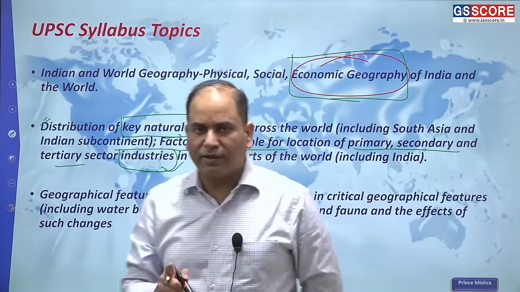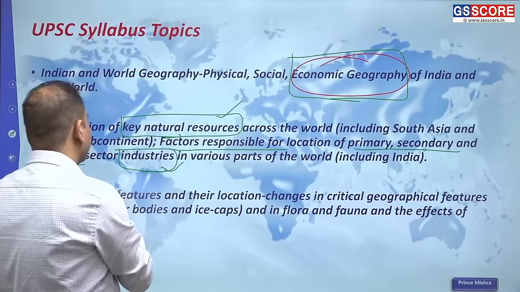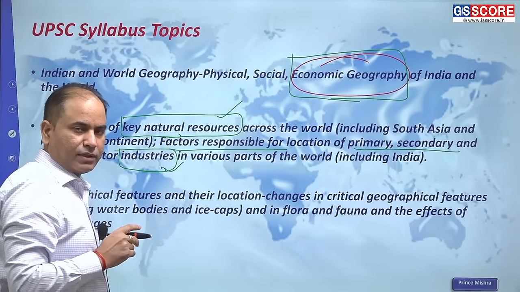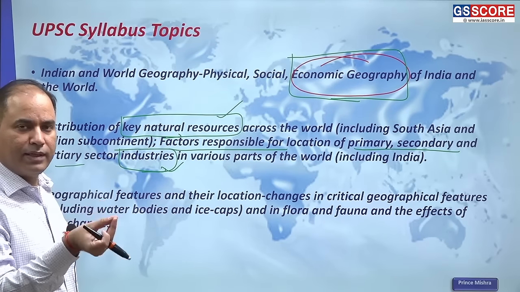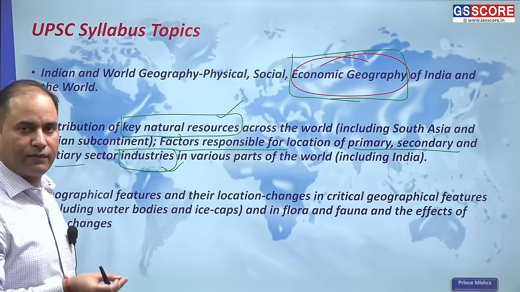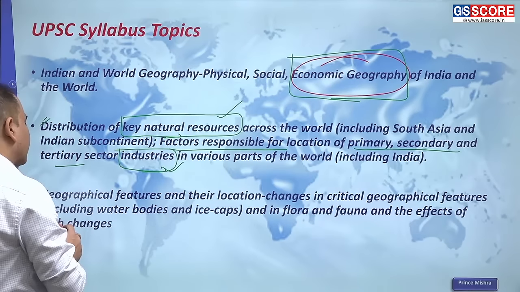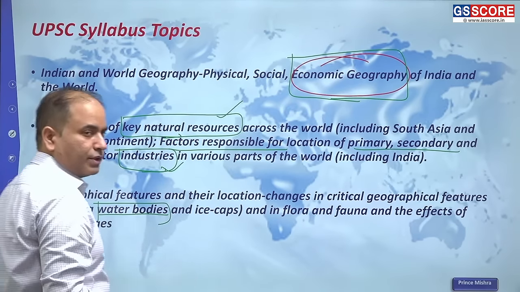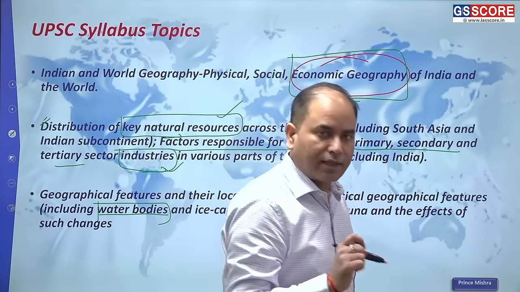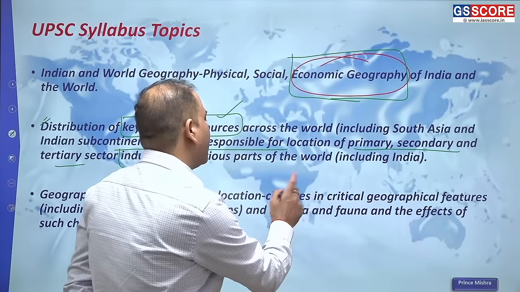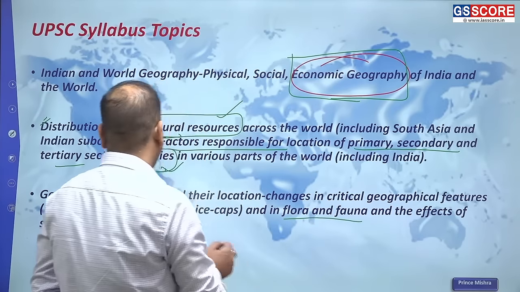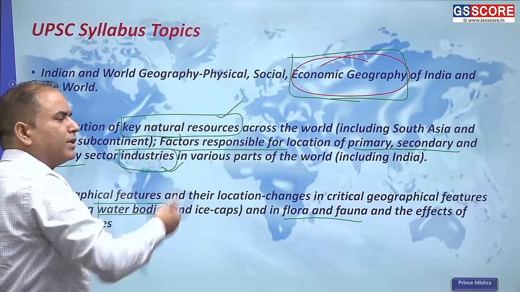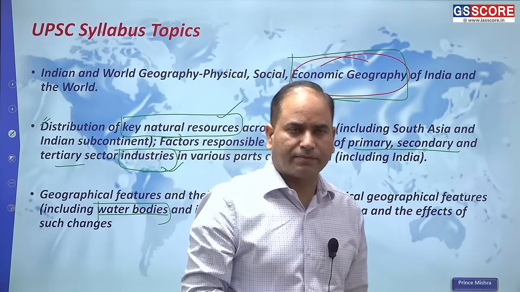Other than this, you will also find a mention of geographical features and their locational changes in critical geographical features. So UPSC is giving you some hint about what these critical geographical features are. They are referring to water bodies, that is water resources, water bodies and ice caps, and flora and fauna, and the effect of such changes. So this is what you get from the UPSC syllabus.